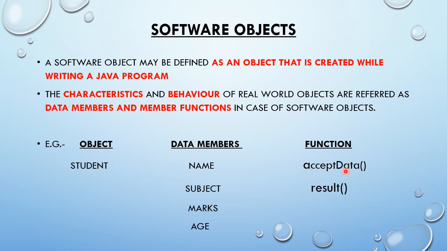And if there are two words like accept data, then without space we'll write, and the first letter of the second word will be capital, like D. Fine. So accept data is one method, and result I have taken as another method. So R will be small. So always remember, in a method the first letter will be lowercase. Fine. So this is the example of a software object. I hope the difference is clear between real world objects and software objects.